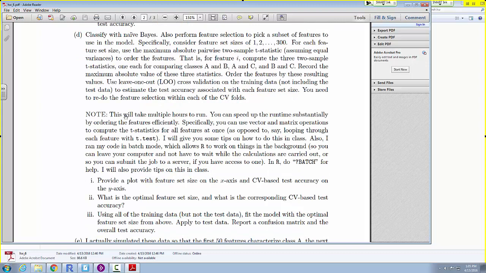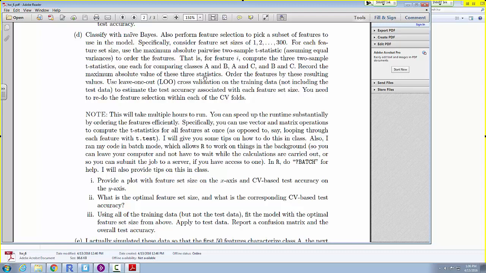Okay, so the fun part of this one is that it will take hours to run, because you're going to have a couple of loops going on. You're going to loop over the feature set sizes from 1 up to 300, and inside the feature set sizes, you have to use cross-validation to estimate the accuracy. Cross-validation is a resampling technique, like Bootstrap.